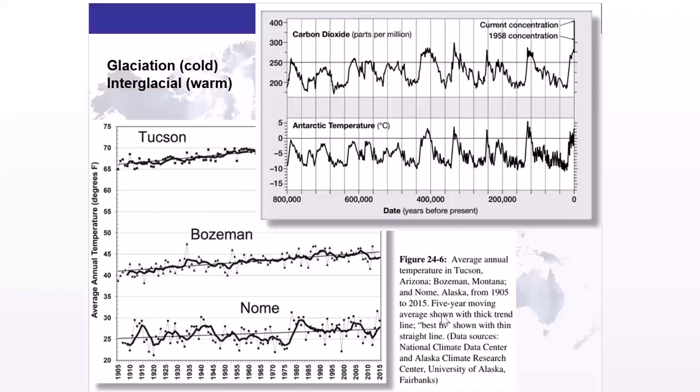So we have a 5-year moving average shown with this thick trend line. That is going to be this really thick black line that's showing you the average change in temperature. A best fit shown with the thin straight line. So this is the overall average throughout these years. So the black line is the average from the individual temperatures collected from year to year, and the thin line is going to be the best fit line. So you need to keep that in mind as you go through and answer these questions.